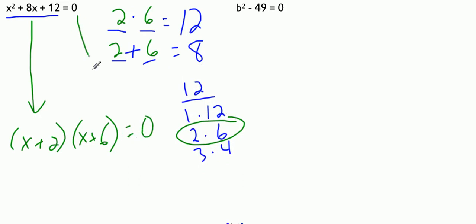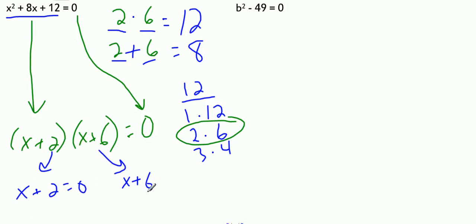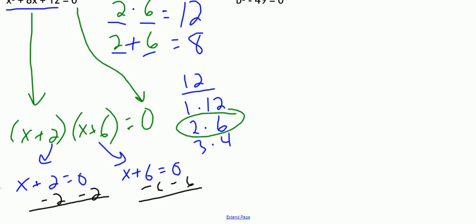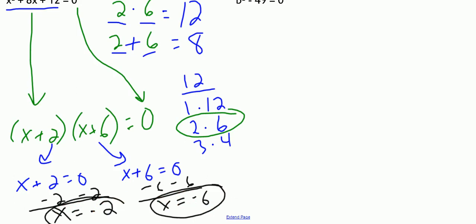Okay, so this 0 comes down. It's still an equation. We had x plus 2, x plus 6. So now what we're going to do is solve each of these independently. x plus 2 equals 0. x plus 6 equals 0. Okay, subtract 2 on both sides. Subtract 6 on both sides. Again, this is sort of the easy part. We get x equals negative 2, and we get x equals negative 6. Okay, two answers, negative 2 and negative 6.